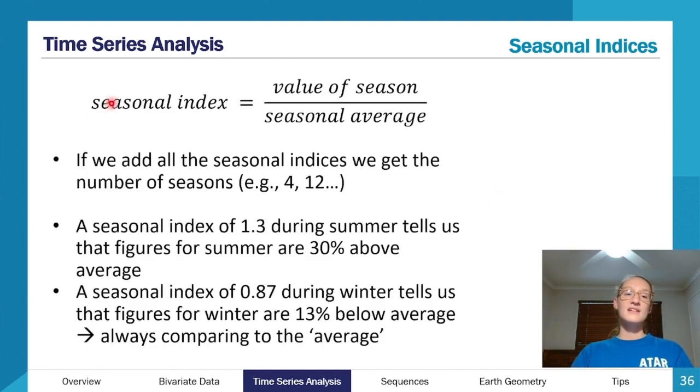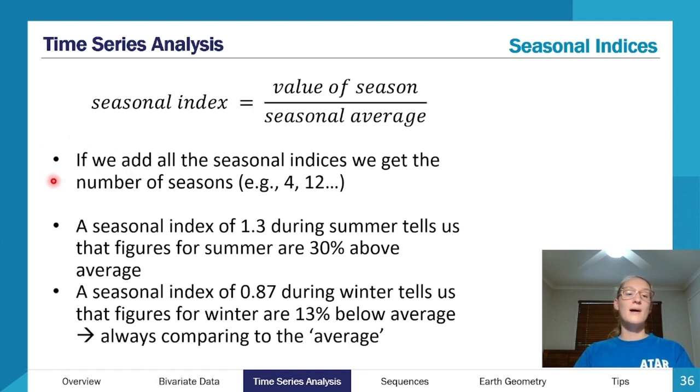This is our formula to calculate the seasonal indices. The seasonal index, that number that'll probably be around one, a bit below or a bit above, is equal to the value of the season, for example the number of ice creams sold in summer, divided by the seasonal average. You've got to calculate that average before you can find your seasonal index.